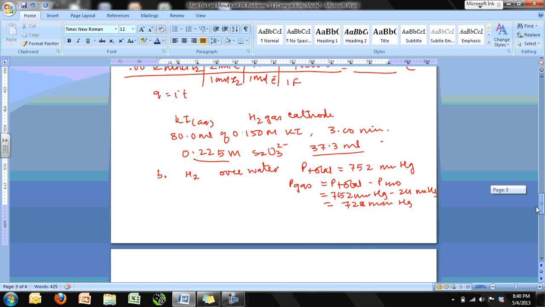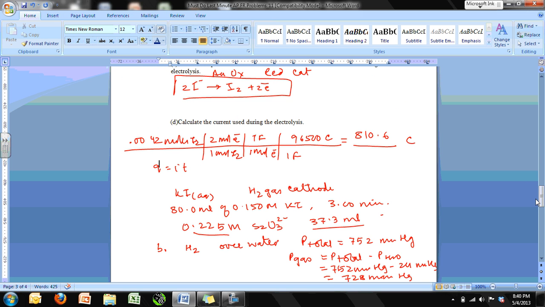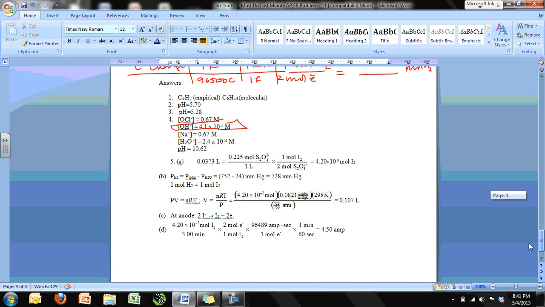The 3 is for 3 minutes, and you have to figure out the amps. You know your charge is 810.6 coulombs, and you have to calculate I, which you don't know, and the time needs to be in seconds, but it is 3 minutes. So if you convert that to seconds, 3 times 60, and divide 810.6 by 180, you'll get 4.50 amperes, and that is your answer there.